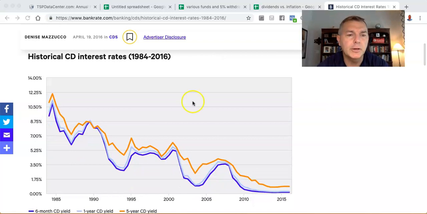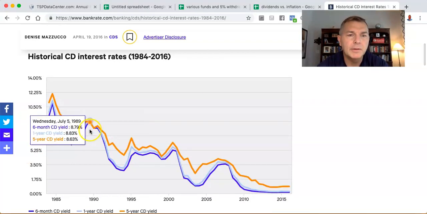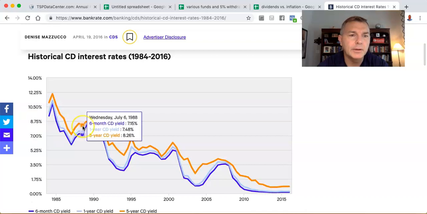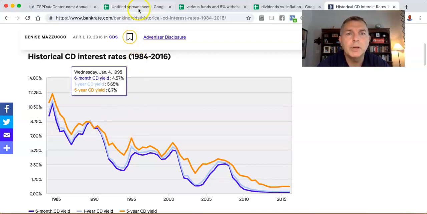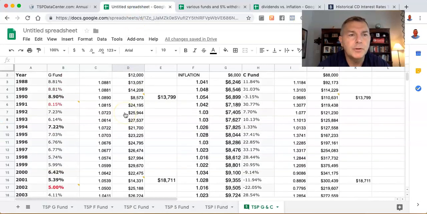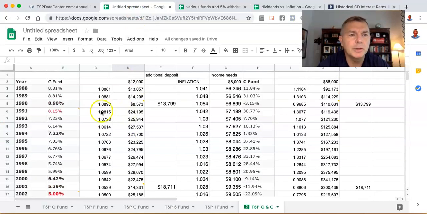So let's take a look here. In 1988, we got 87, 88, we got 89, 88. 1-year CD paying about 7.5. 91, 1-year CD paying 7.3. So what was the G Fund doing? I see 7.3. Yeah, it's about the same thing, man.